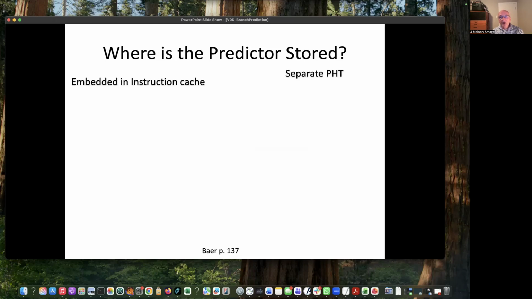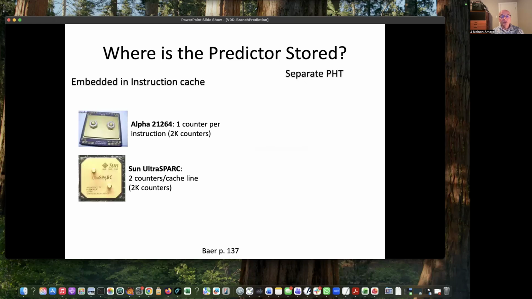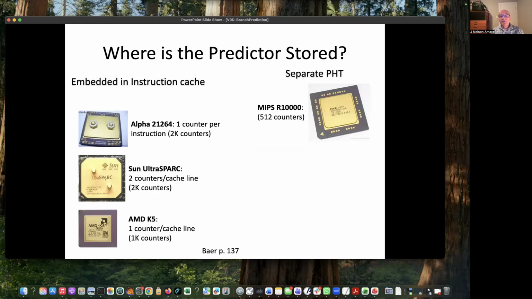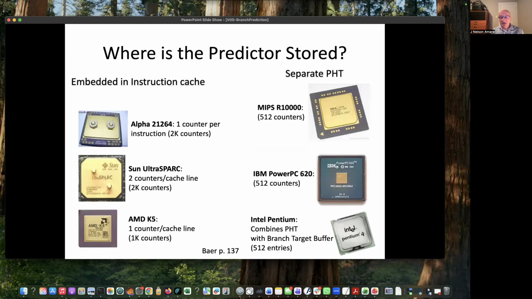In terms of where the prediction is stored, it can be embedded in the instruction cache. The Alpha 21264 uses this solution. The Sun UltraSPARC uses this solution. The AMD K5 uses this solution. The MIPS R10000 has a separate PHT. The IBM PowerPC 620 has a separate PHT, and the Intel Pentium has a separate PHT. Nowadays, every processor has separate branch prediction tables instead of having them embedded in the cache.